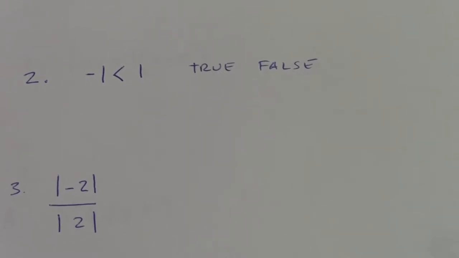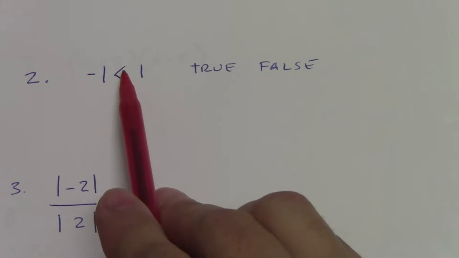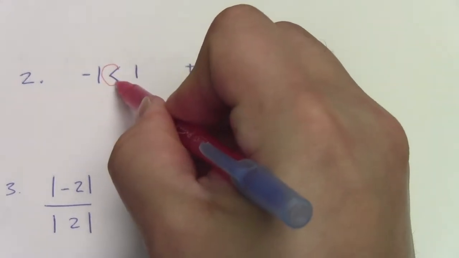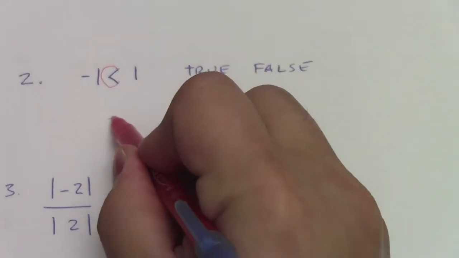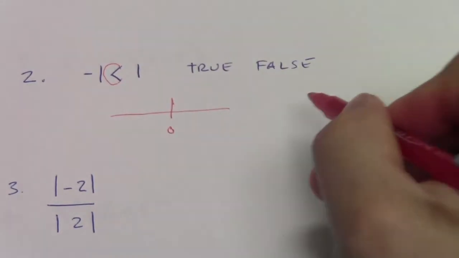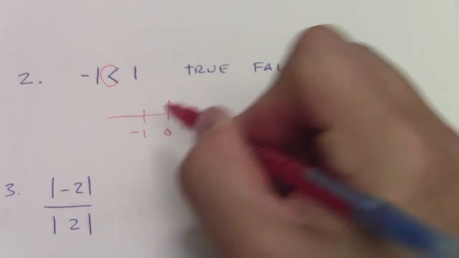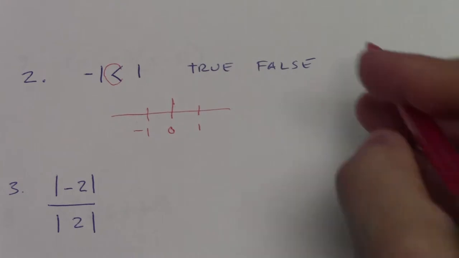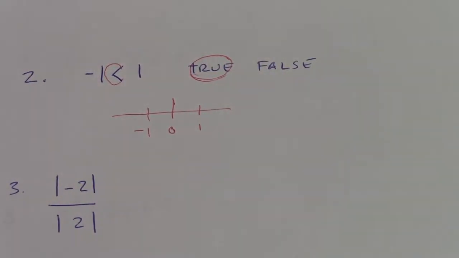Number two. -1 is less than 1. Remember the Pac-Man, the Pac-Man eats the bigger number. So if you just did this on a number line, there's 0, there's 1, and here is -1. So -1 is less than 1, so the answer is true.